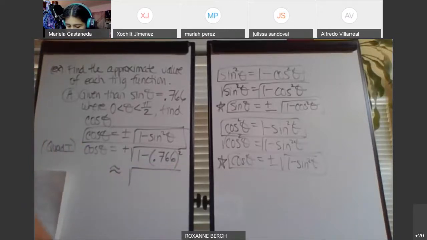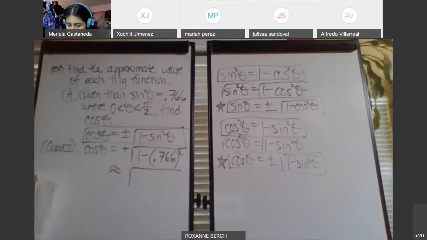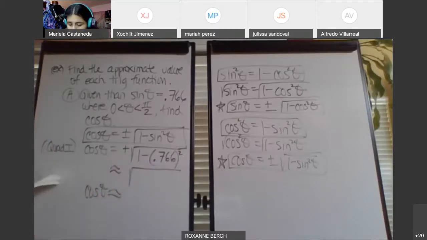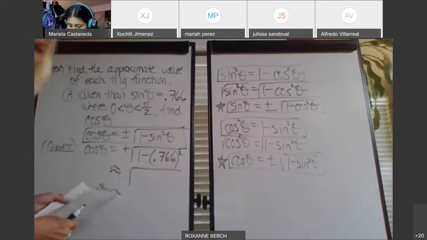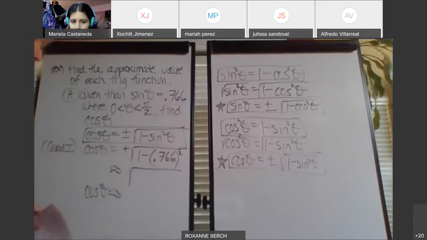All right, let's not do that. Leave the radical, don't use the radical yet. Just put in your calculator 1 minus quantity 0.766 squared and tell me what you get. Somebody, you need to unmute yourself and tell me what you get. 1 minus that. We'll do the radical in a minute. I don't have this in my notes, so I need to know what this value is. 1 minus 0.766 quantity squared.